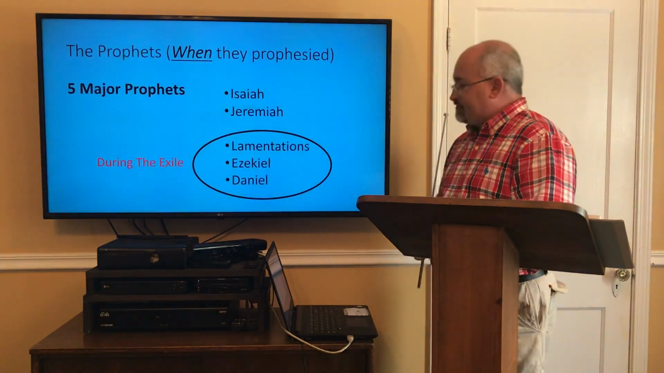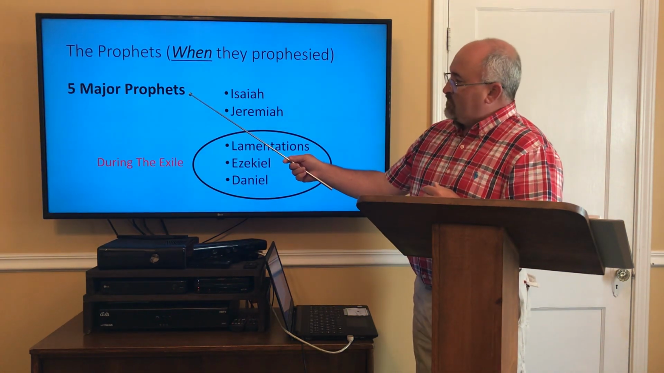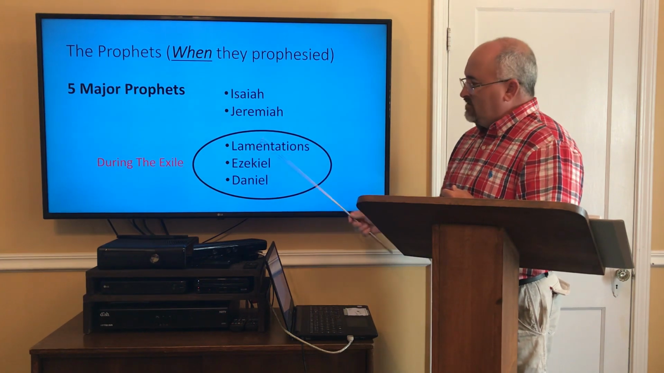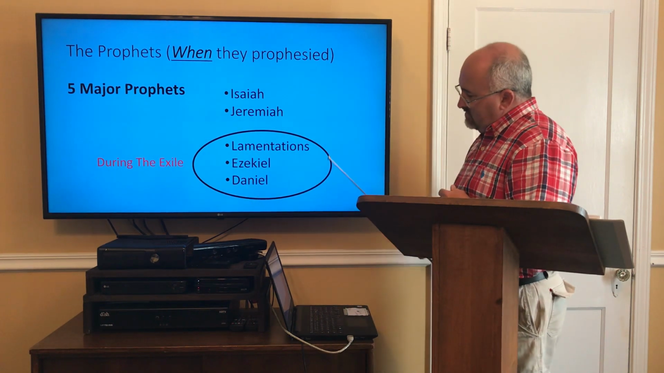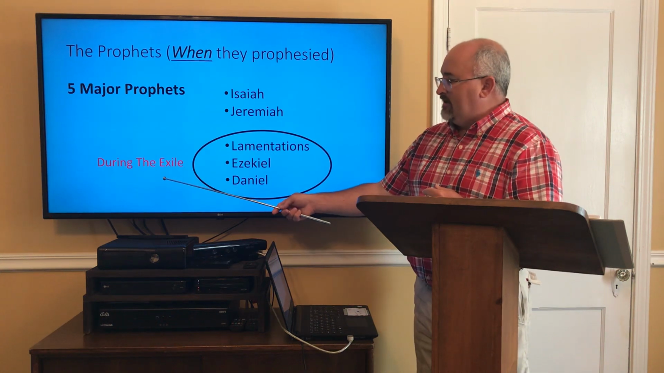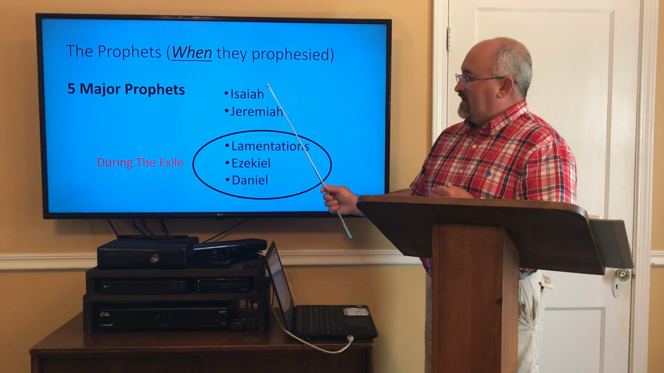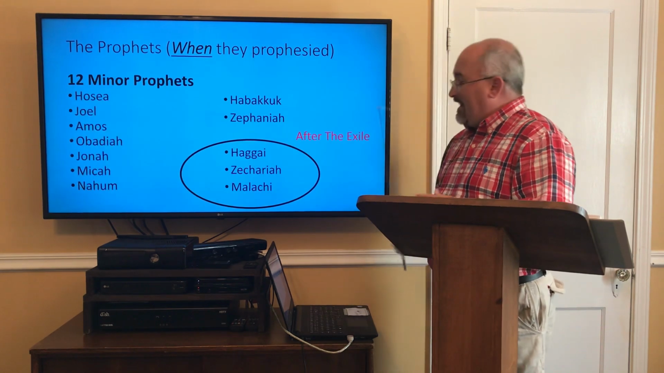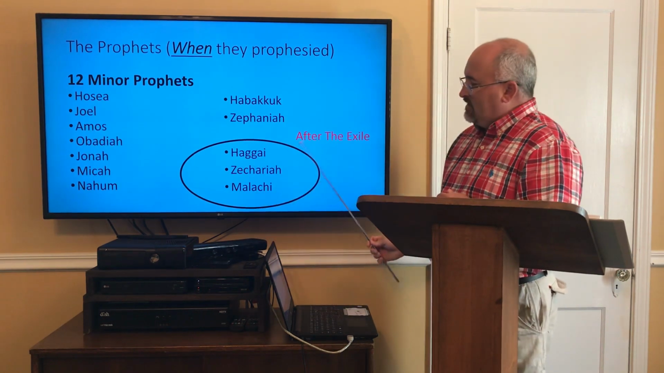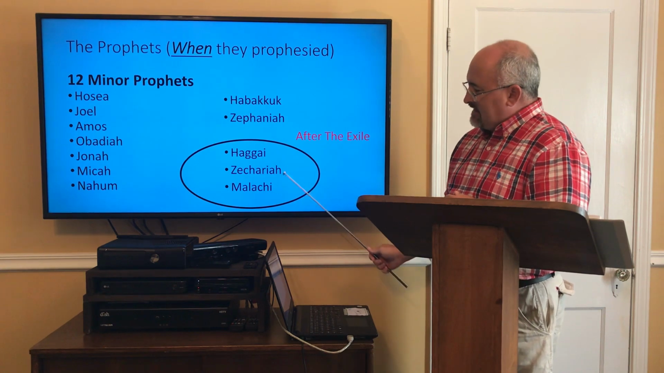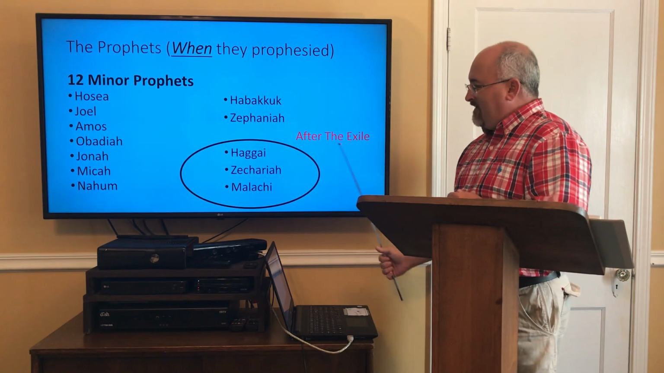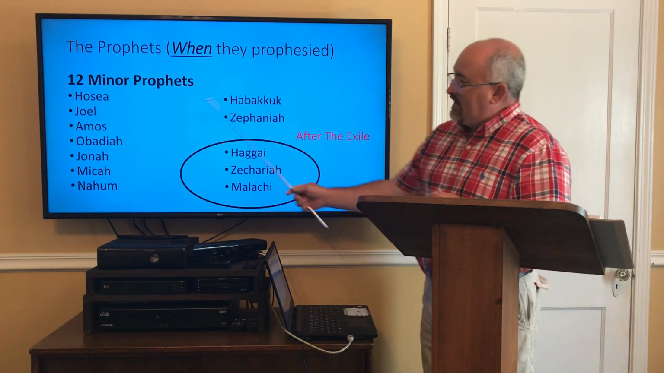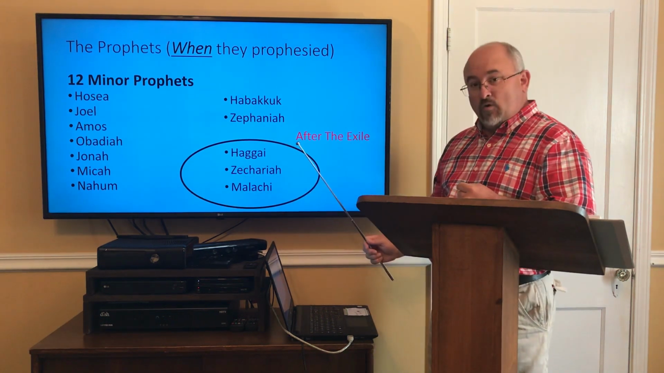Let's look at that. 5 major prophets: Isaiah, Jeremiah, Lamentations, Ezekiel, Daniel. Lamentations, Ezekiel, and Daniel were during the exile. Isaiah and Jeremiah were before. The minor prophets we have here, the last 3, Haggai, Zechariah, Malachi, after the exile. Okay? The rest were before.